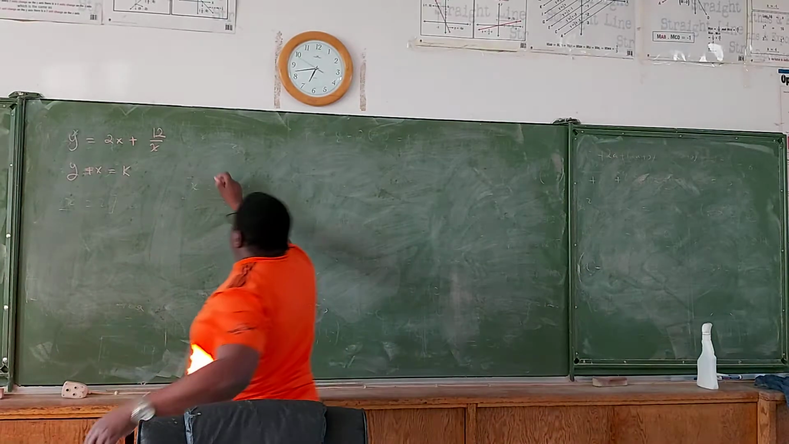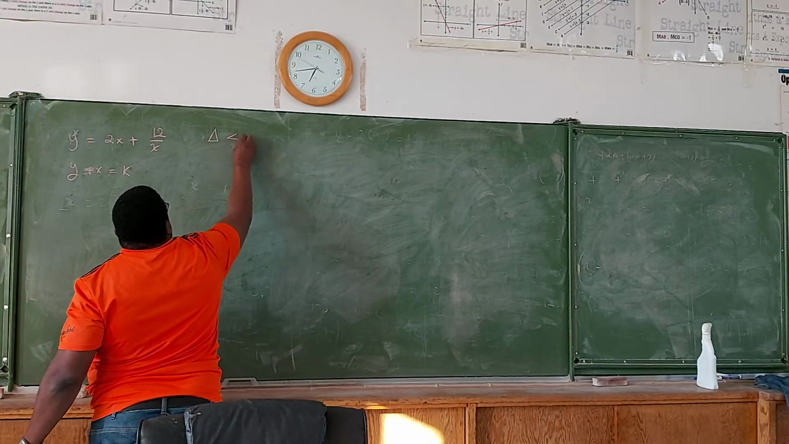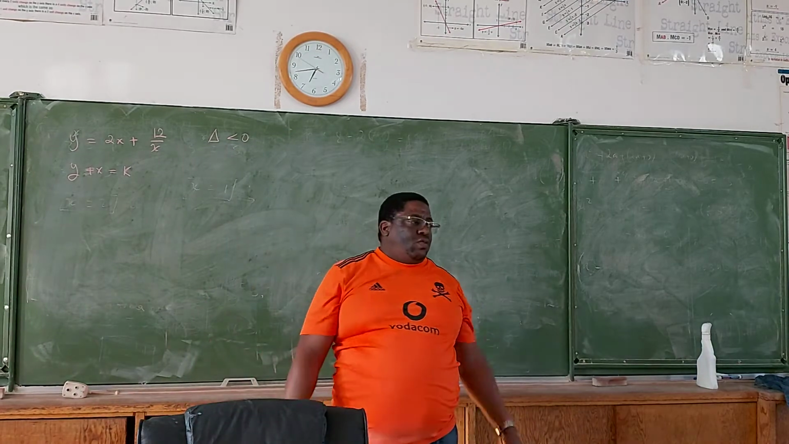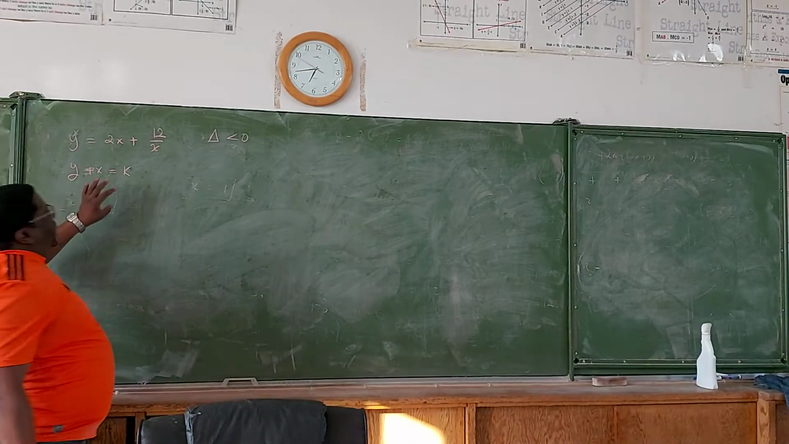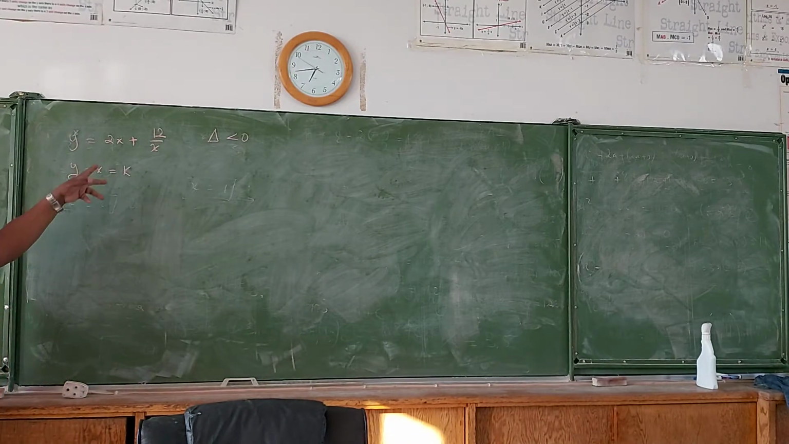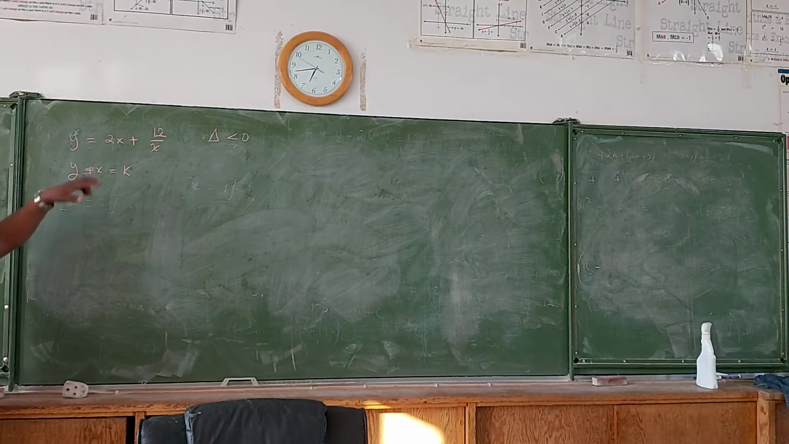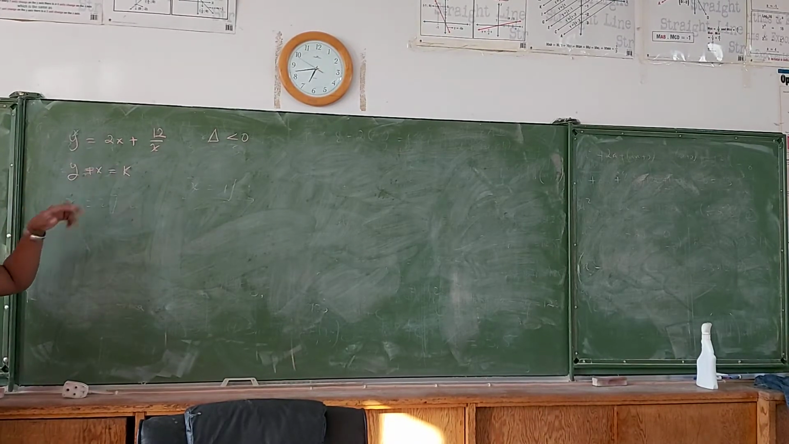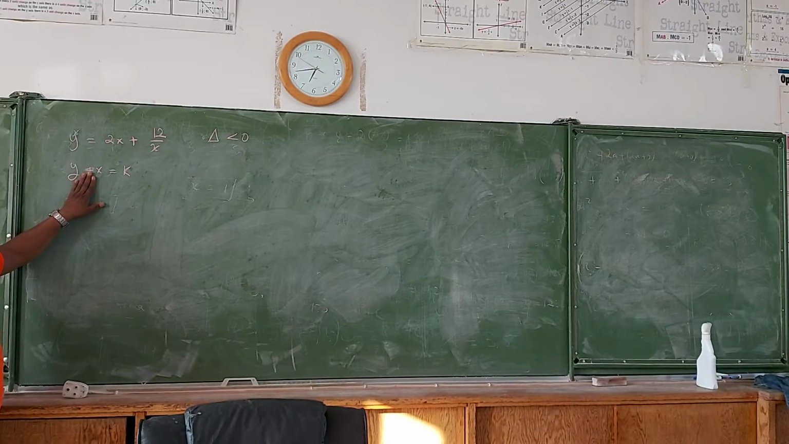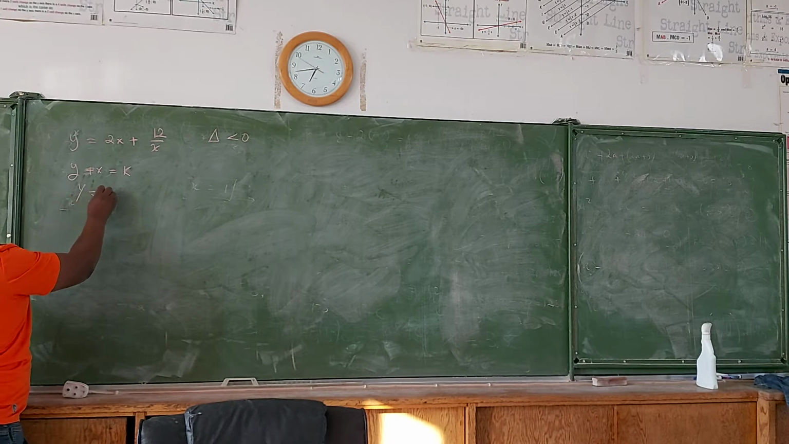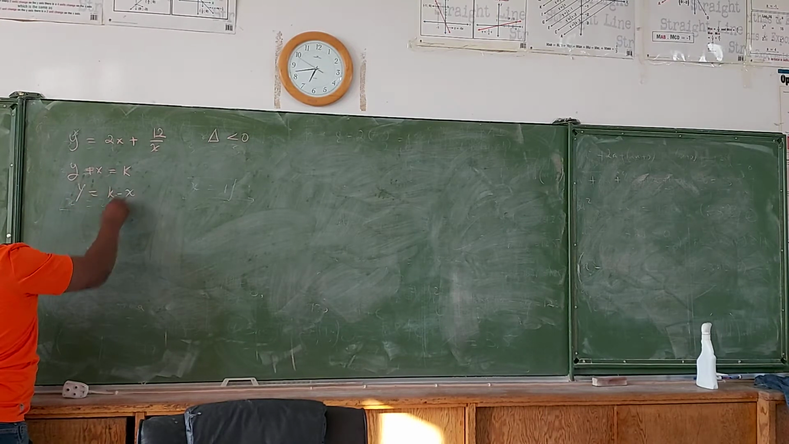When the line does not meet the curve, the discriminant should be less than 0. Either way, whether they say the line does not meet, or the line meets, or is a tangent, you still have to take the curve and let it equal the straight line. But here there's a little problem: it's y plus x, it should be y equals. So you make y the subject of the formula, then this becomes k minus x.